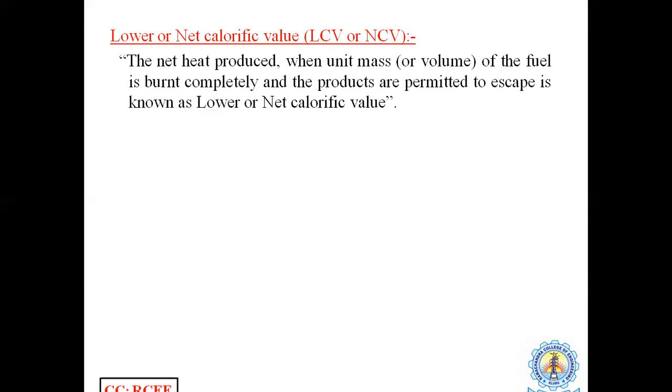The net heat produced when a unit mass of fuel is burned completely and the products are permitted to escape is known as lower calorific value. So what are the products formed by burning a unit amount of fuel? We need to permit their escape. For example, steam is formed. Steam absorbs some heat energy, so we need to permit that energy to escape. The remaining energy is called net or lower calorific value.